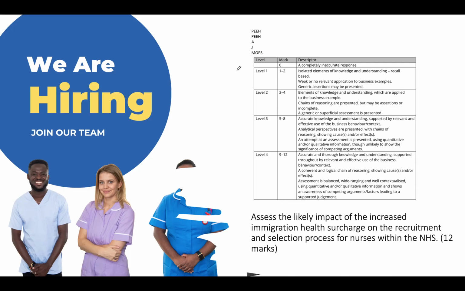Okay, so here's the question we're going to think about, and remember, we're aiming for level 4. We're not aiming for perfection, we're aiming for level 4. So, accurate and thorough knowledge and understanding. Start with the definitions contextualised, please, supported throughout by relevant and effective context. That means your conclusion, your justification, your mocks, and every paragraph point, and the howevers for this, because it's a 12 marker, need to be in context.